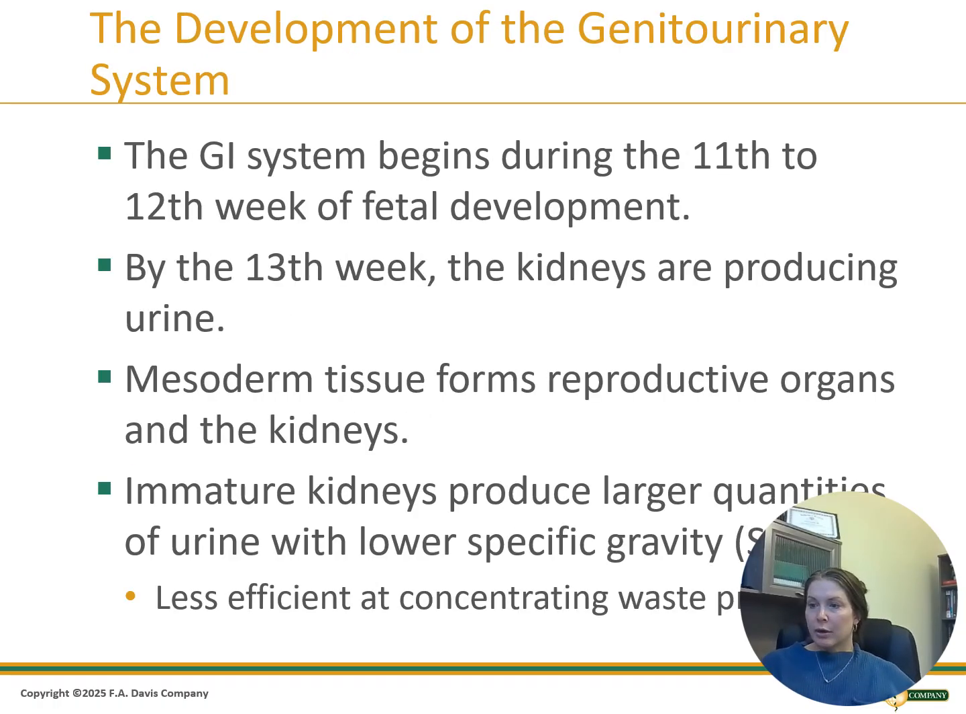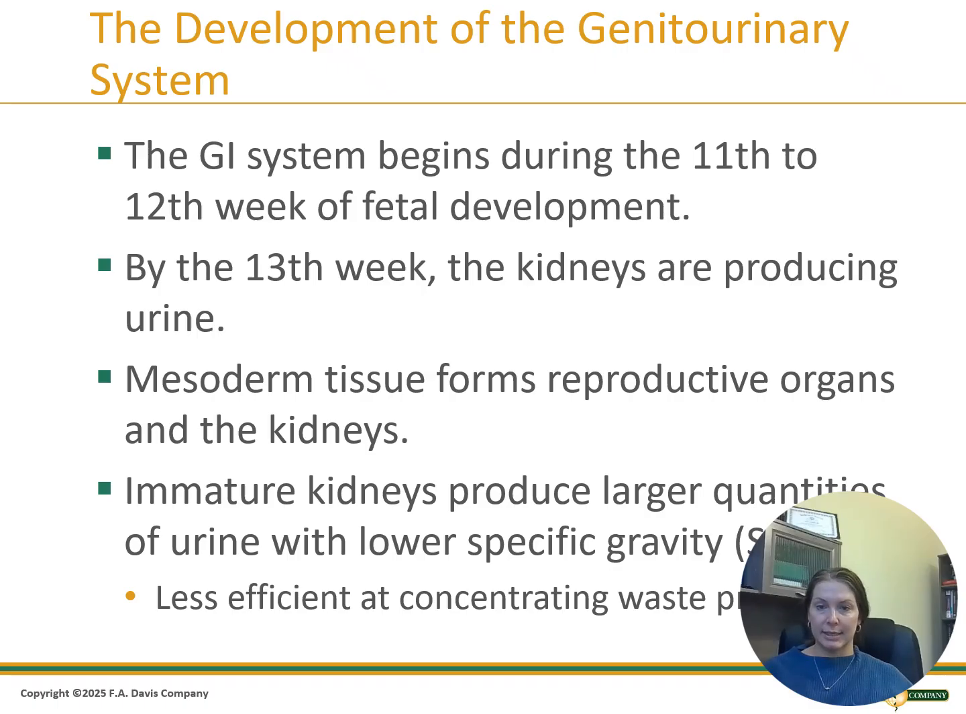Okay. So our GI system begins during the 11th and 12th week of fetal development. I wonder if on that slide they meant to put GU, because that really does not make sense. Okay, so by the 13th week, the kidneys are starting to produce urine. The mesoderm tissue is going to be forming reproductive organs. And then our immature kidneys are going to produce larger quantities of urine with lower specific gravity. So they're going to be less efficient.